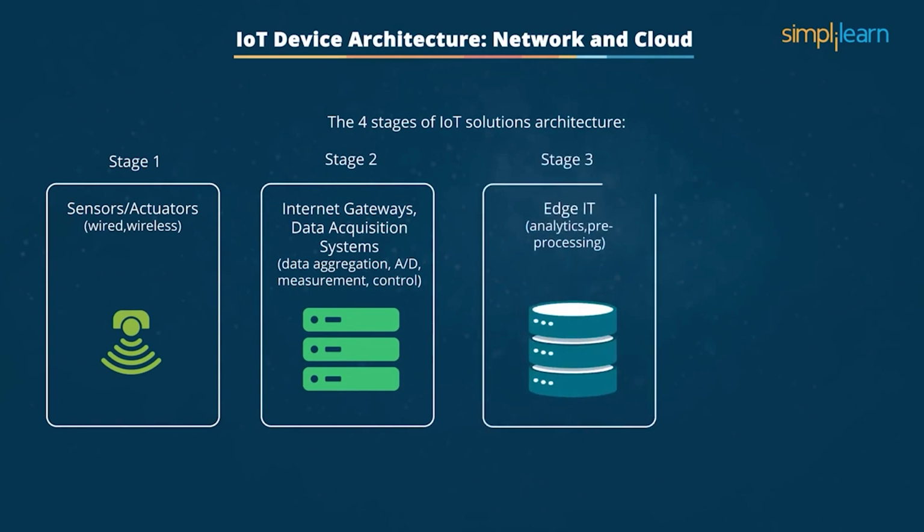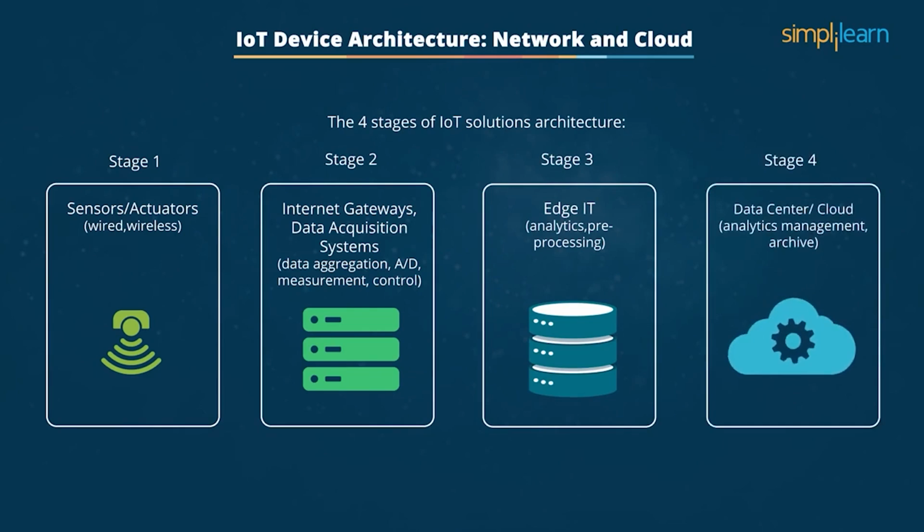In Stage 3, edge IT systems perform pre-processing of the data before it moves to the data center or cloud. Finally, in Stage 4, data center and cloud is where the data is analyzed, managed, and stored on traditional back-end data center systems. Fundamentally, we need to have a functional, scalable, available, and maintainable architecture. If these are not supported, then the architecture is not useful.